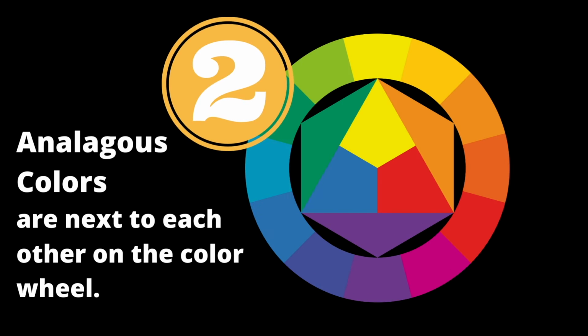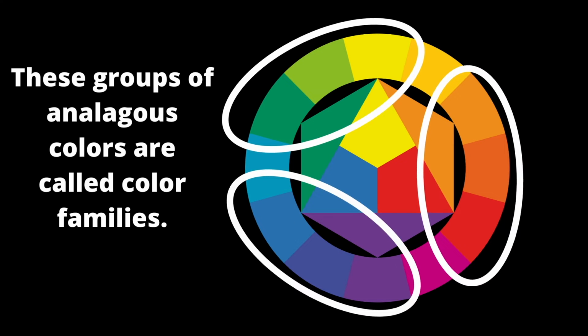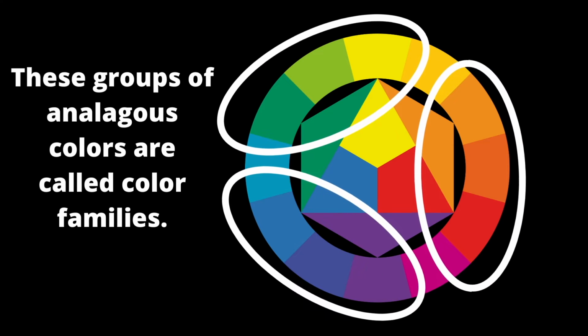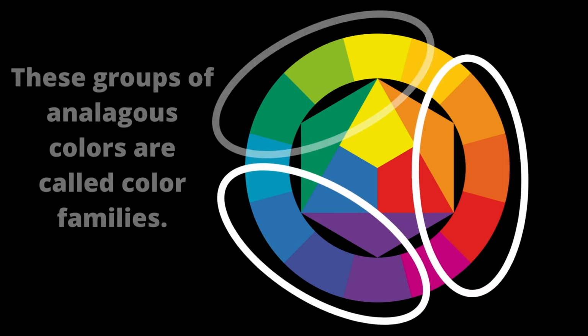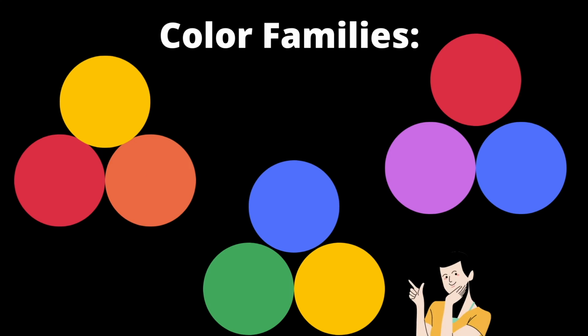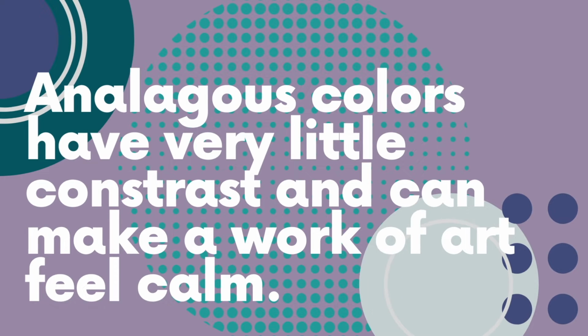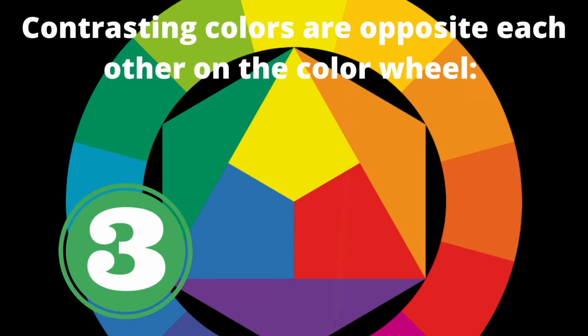The next way colors can be grouped, group 2, is analogous colors. They are next to each other on the color wheel. These groups of analogous colors are also called color families. You can see I've circled them here. Color families are red, orange, and yellow, blue, green, and yellow, and purple, red, and blue. Can you see how those are colors that are mixed to create each other? Analogous colors have very little contrast and can make a work of art feel calm. You see how this one feels very calm and quiet because the colors are so similar?